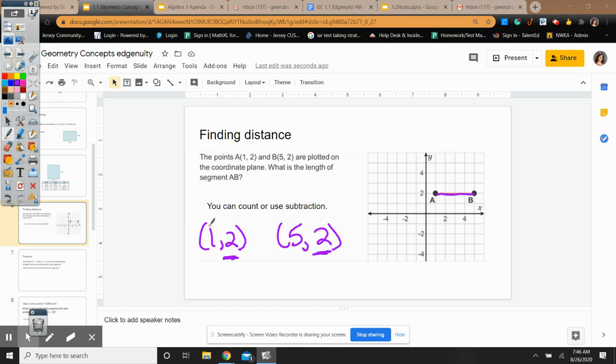They're in the same place. What's changing is the 1 and the 5. So you can say how far apart are 1 and 5? They are 4 units apart. We're not going to say -4 because there's no such thing as negative distance. You just have to say how far is the number 1 from the number 5 on a number line, and it is 4 units apart. So the length of segment AB is what we call 4 units.